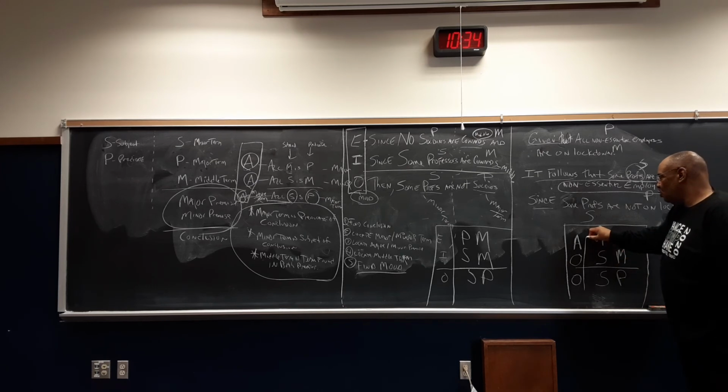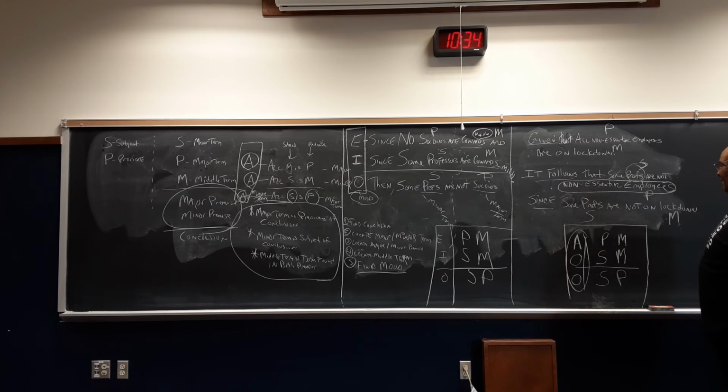I now can locate the mood. And let me trick you real quick. Some of y'all read ahead. Which figure is this? Real quick. I got one person. I see you. Who's ready? P M, S M, S P. Which figure is that? Figure two. So this argument is an AOO figure two argument.